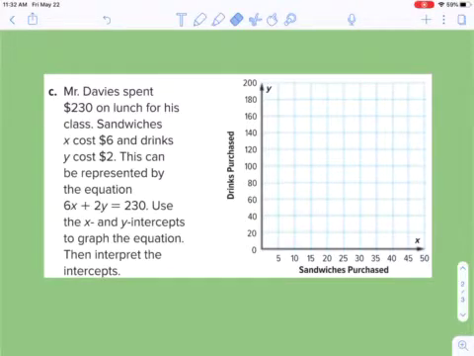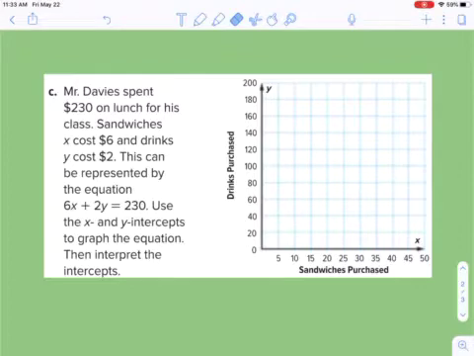So it says Mr. Davies spent $230 on lunch for his class. So he went and bought lunch for his class and spent a total of $230. Sandwiches, and then he's calling sandwiches X because he's going to put this into an equation form. So Mr. Davies must be a math teacher. Sandwiches cost $6 each, and drinks cost $2 each. That's what that means. It says sandwiches X cost $6. Nobody talks like that. Sandwiches cost $6, drinks cost $2.